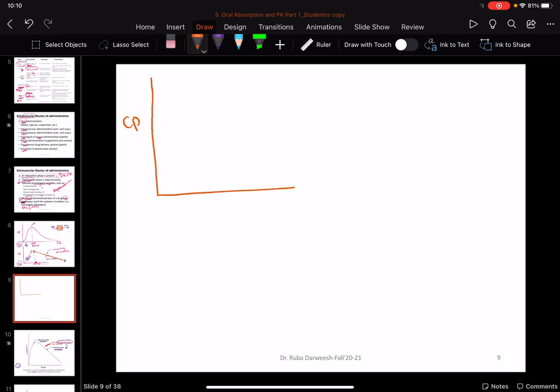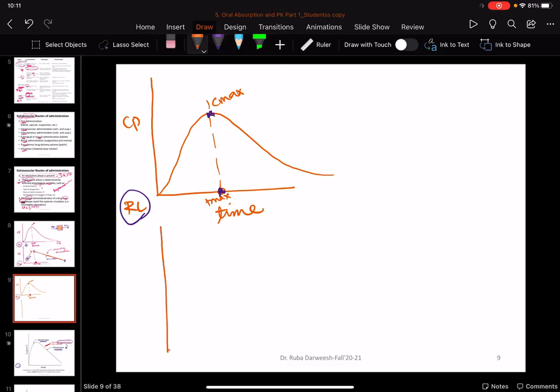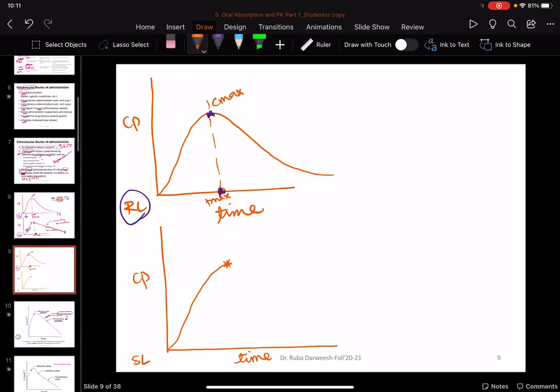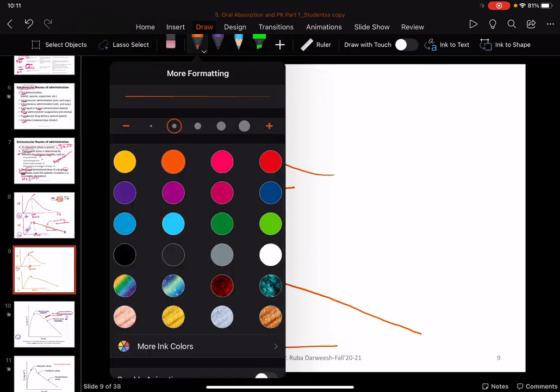Again, if you have a concentration versus time profile on rectilinear, you will have this profile, T max, C max on rectilinear. Again, T max, C max. If you change it to a semilog profile, concentration versus time, you'll have this until the maximum, then you have something that deviates from linearity, and then you'll have another linear profile.